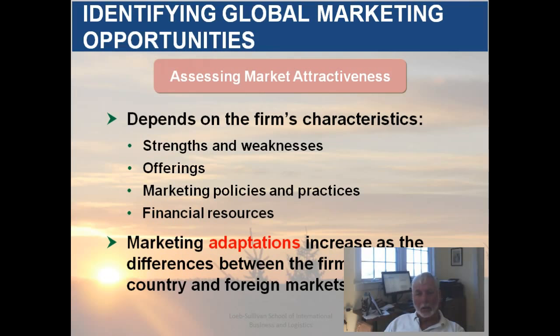We're looking at the kind of things we're offering. We're going to look at what kind of policies and practices we're going to use, and we're going to look at the kind of financial resources that doing this is going to require, and do we have them? So our characteristics determine what we're going to do.